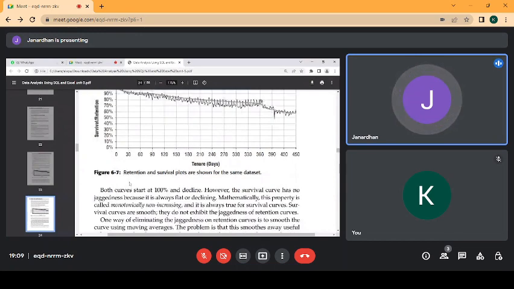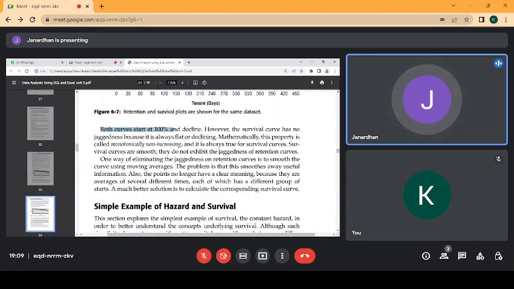Okay, both curves start at 100% and decline. However, the survival curve has no jaggedness because it is always flat or declining. Mathematically, this property is called monotonically non-increasing, and it is always true for survival curves. Survival curves are smooth; they do not exhibit the jaggedness of retention curves.